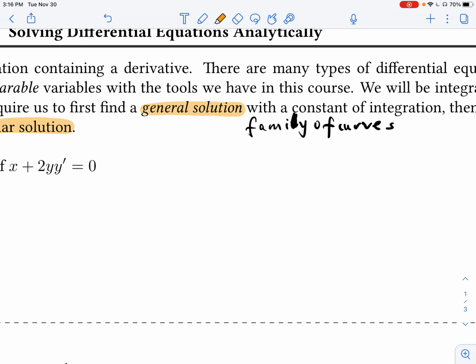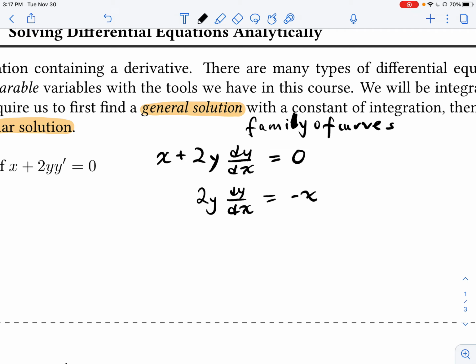So the first thing we're going to do is rewrite this with our y prime rewritten as dy dx. And this will make a lot of sense in just a moment, but solving differential equations works a lot better when we rewrite our y prime as dy dx. Next, we want to separate our variables. So we're going to move that x over to the other side. So we're going to say 2y times dy dx is equal to negative x.